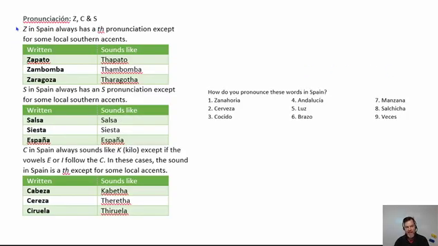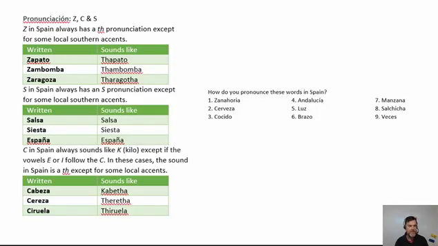Now in Spain, it always has a TH pronunciation, except for some southern accents or in the Canary Islands. Now, if you're studying Spanish from Mexico or Central or South America, it's always going to just be an S sound. But for Spain, a Z is like a TH. So the word here, zapato, would be zapato.